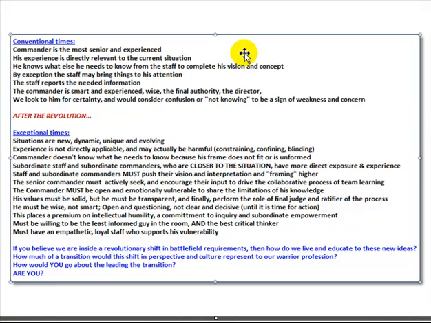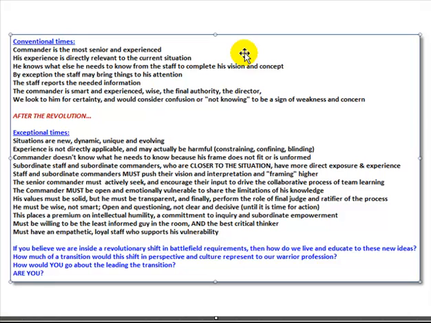This places a premium on our commanders for intellectual humility, a commitment to inquiry, and the empowerment and education of subordinates. He must be willing to be the least informed guy in the room and the best critical thinker so that he can integrate the input from his staff and commanders. He must have an empathetic and loyal staff who support his vulnerability, and the staff must be comfortable with the commander being vulnerable and uncertain.